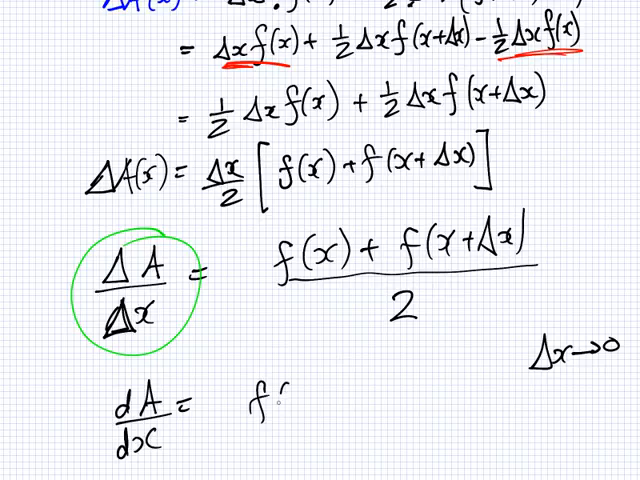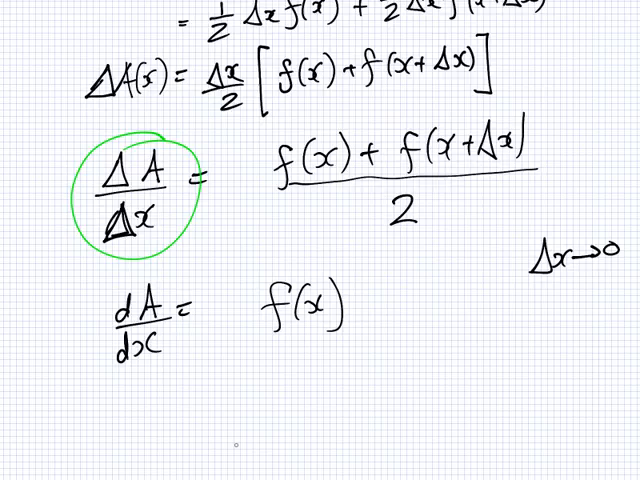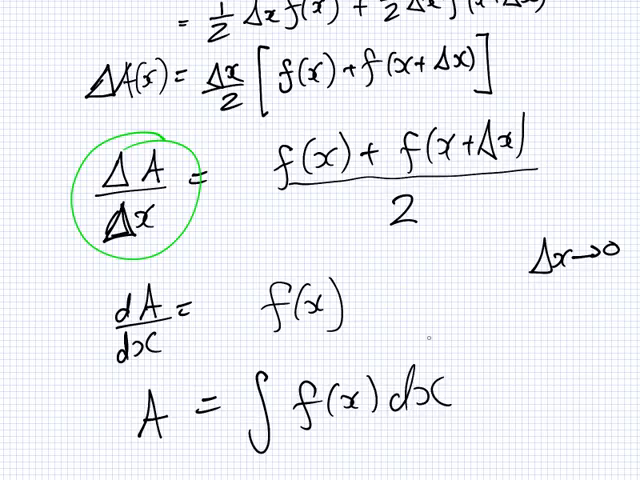Well, I get f(x) plus f(x) over 2, which is what? f(x). So the derivative of the area is equal to f(x). So then that means the area must equal the antiderivative of f(x). So anyways, that's the result I wanted to get, that the meaning here of the antiderivative is that it represents the area on the graph.